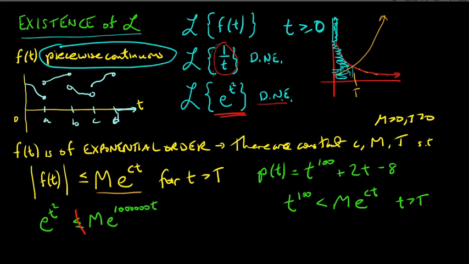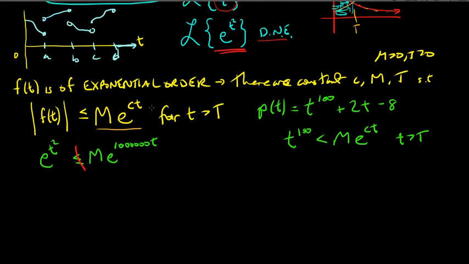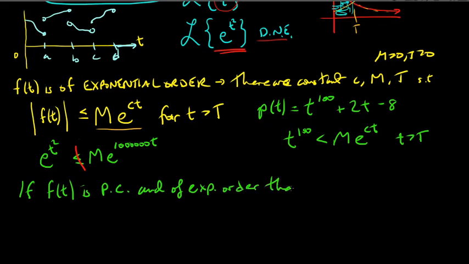So that's the issue here, that it's not continuous at 0, right? So the short of it is this. The basic idea is that if f of t is piecewise continuous and of exponential order, then we know that the Laplace transform has to exist.